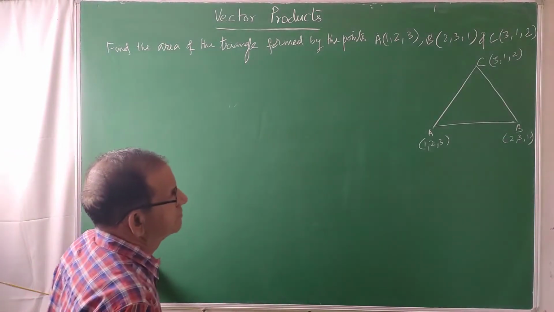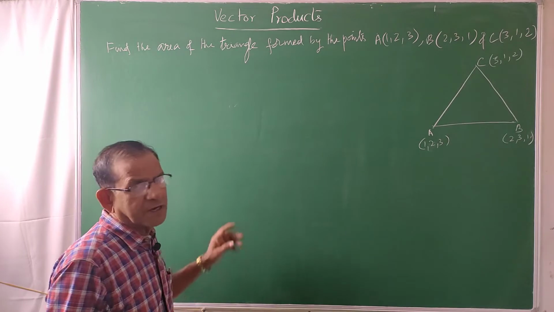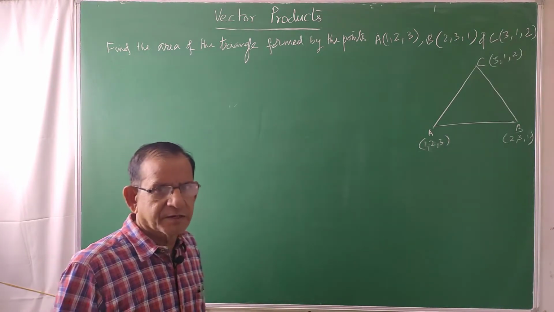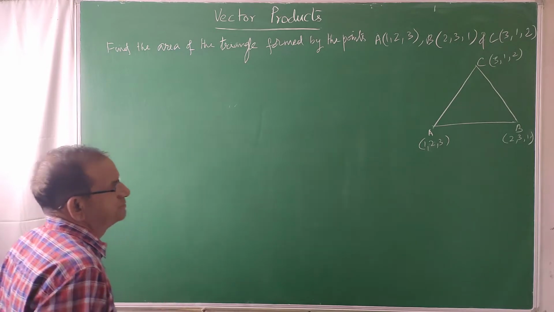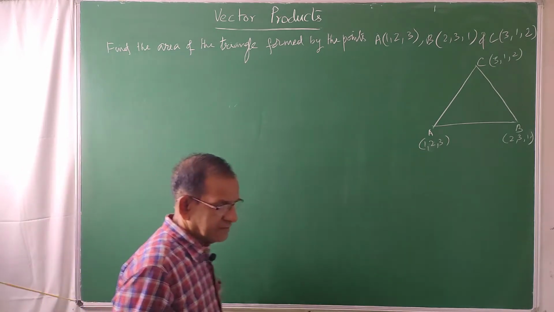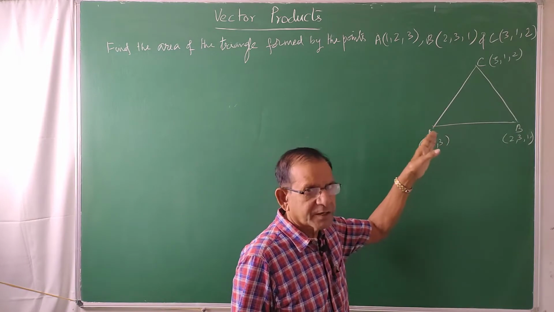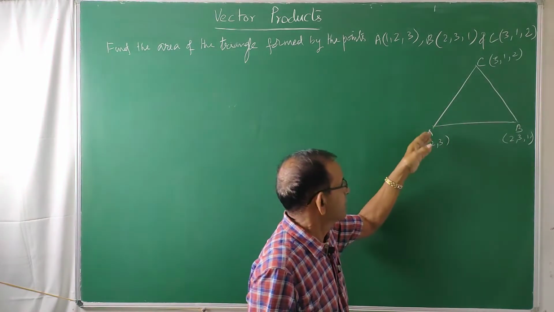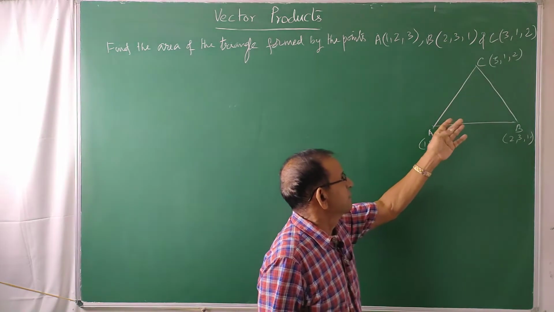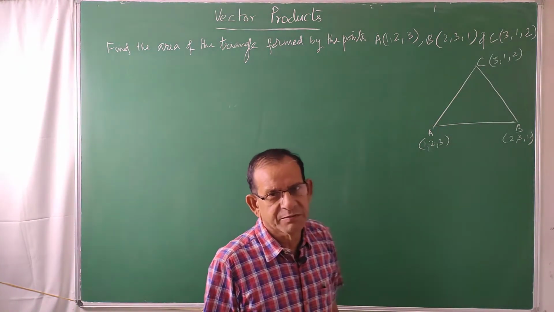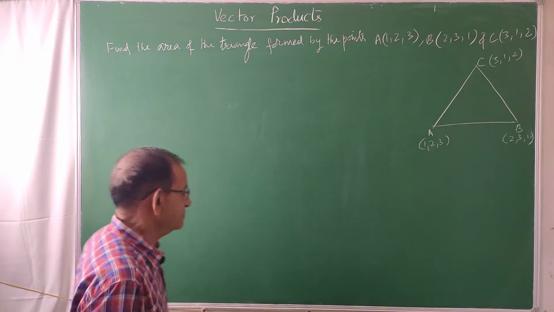Now in this question, the three vertices of triangle ABC are given. We have to find its area by the vector method. For getting the vector area, you have to find two coterminous edges starting from the same point. You can take AB bar and AC bar, or BA bar and BC bar, or CA bar and CB bar. Let us find AB bar and AC bar.